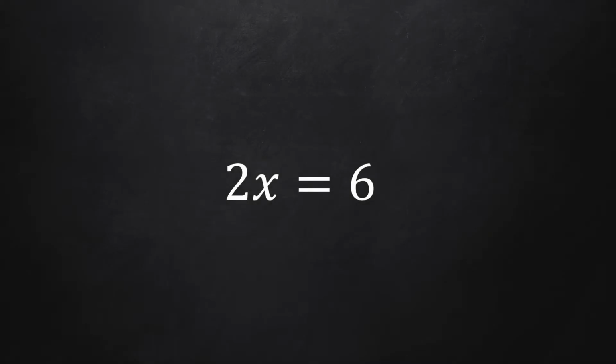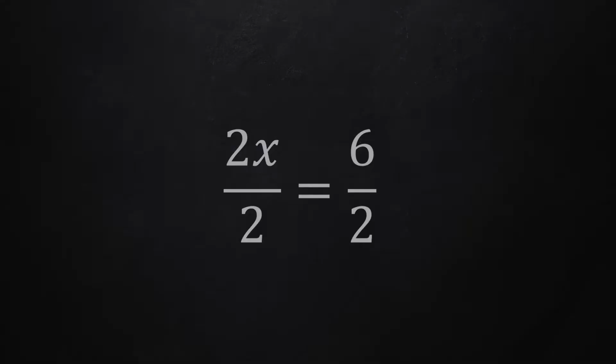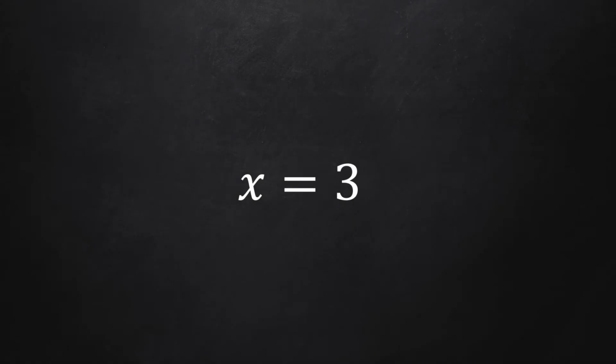Here we see that 2x equals 6. To get x alone, we need to divide 2x by 2. Once again, when we do this, we need to divide the other side as well. We see that x equals 3.